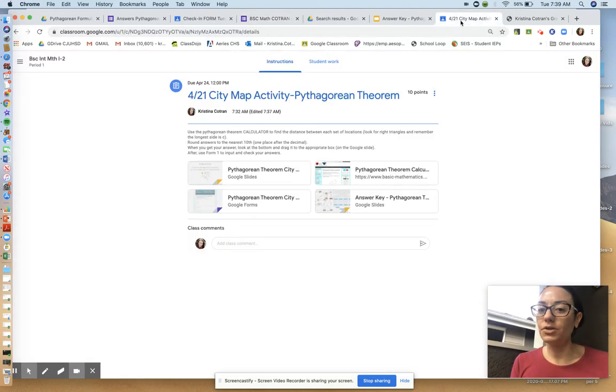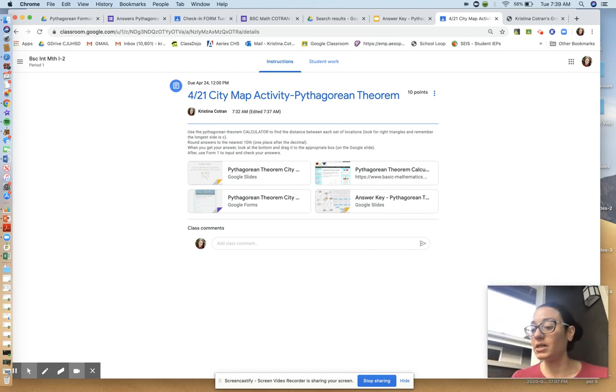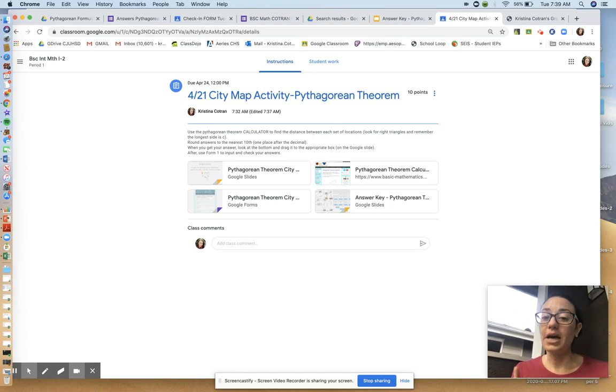So let's go back to the city map activity. It says use the Pythagorean theorem. Theorem is another word for formula. Calculator to find the distance between each set of locations. So you're looking for right triangles, and remembering the longest side is C, which is the hypotenuse. You're going to round your answers to the nearest tenth. I think I was having you round it to the nearest hundredth, which is 2 places. So you're going to round it 1 place after the decimal.